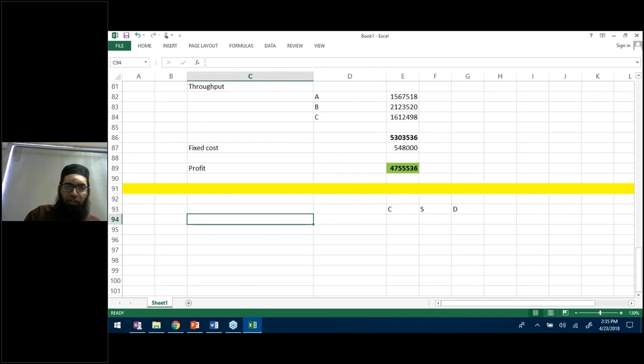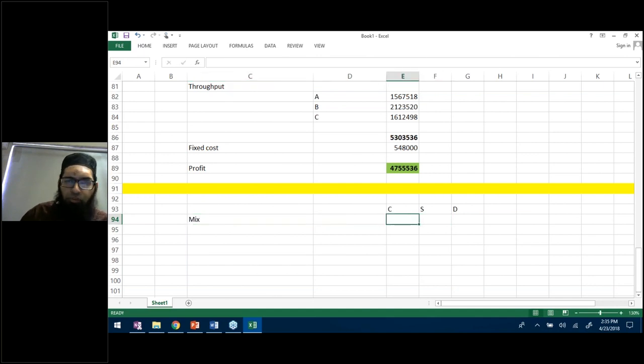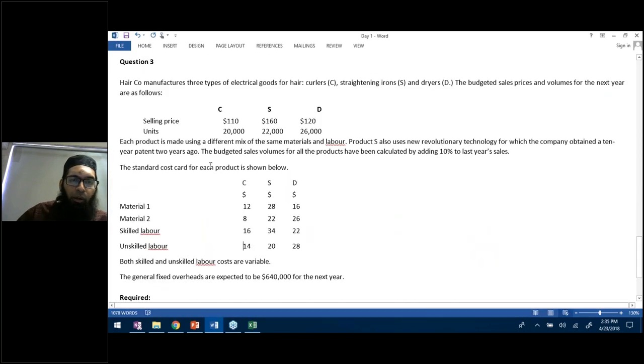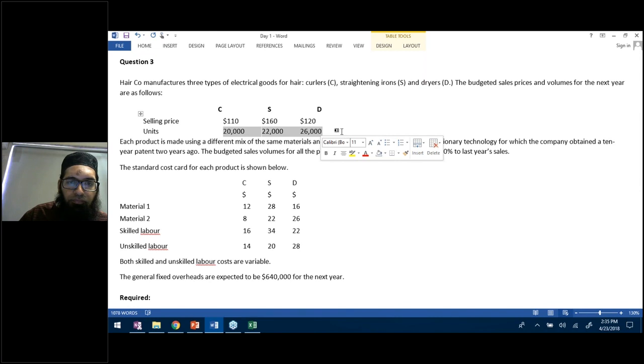The first thing that you should be doing is to make a mix of each unit. And how do we do that? We can take the number of budgeted units and divide it by the highest common factor. So you can see that all the 3 variables can be divided by 2000.